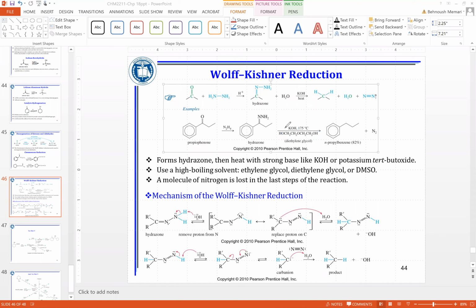So a lot to memorize in terms of reagents and what is the reactant, what is the product. I'm going to stop this because I want to separate chapter 18 from 20.